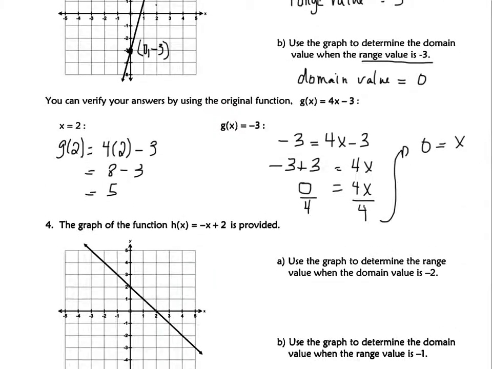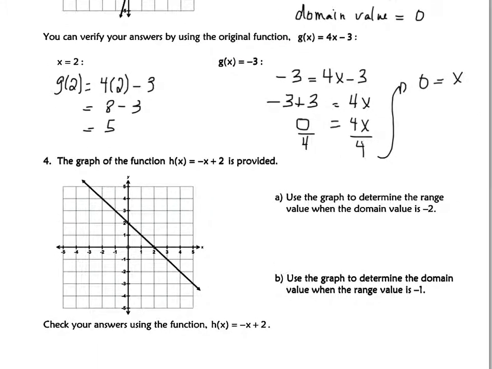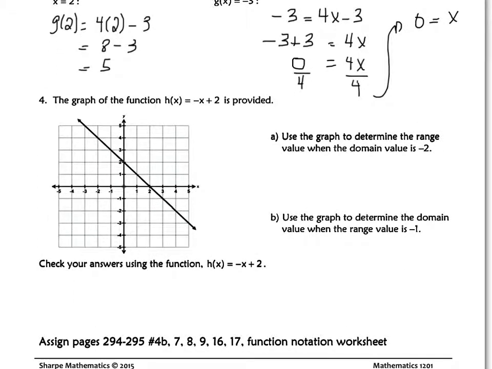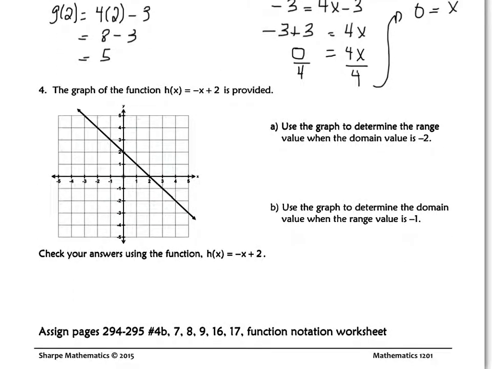Okay, so the next example is the same type of thing, just a different equation. And this one has the graph of the function h of x equals negative x plus 2. So you're asked to find the range value when the domain value is negative 2. So the domain value of negative 2 would be on the x-axis at negative 2. You just go up till you hit the graph. There's the point that has an x value of negative 2 on that graph, and the coordinates are negative 2, positive 4. So therefore the range value is positive 4.